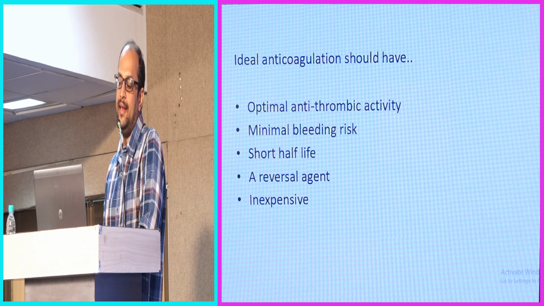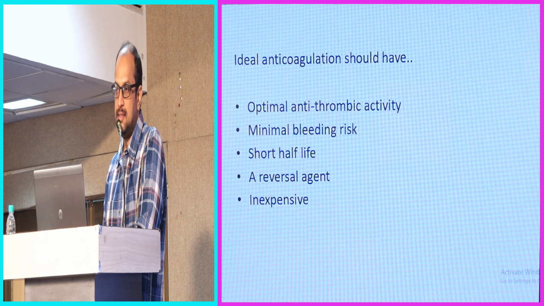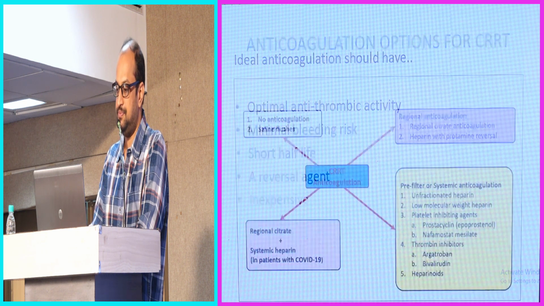So what is an ideal anticoagulant? The ideal anticoagulant is one that should have optimal antithrombotic activity, minimal bleeding risk, and a short half-life, there should be a reversible agent if some bleeding happens, and it should be inexpensive.